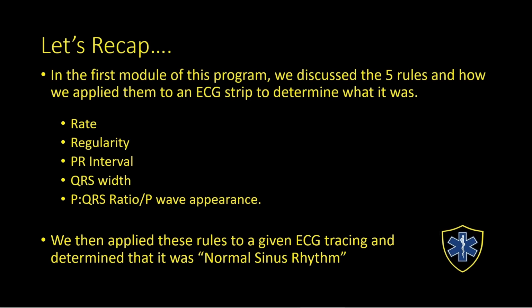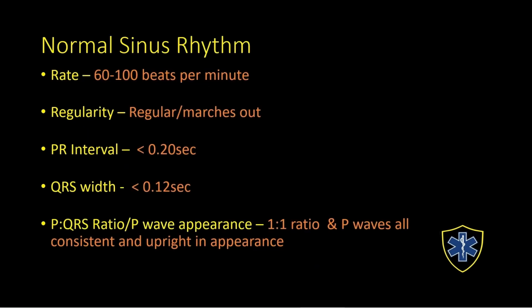Now, we applied these rules to a given ECG rhythm and determined based on the criteria that it was indeed a normal sinus rhythm. So now let's go back over what the normal criteria are for a normal rhythm. A normal sinus rhythm should have a rate between 60 and 100. It should be regular. It should march out. There's several ways we can go over that. Just seeing the distance between R to R intervals, seeing if there's a set number of beats throughout the whole rhythm. We should have a PR interval of less than 0.20 seconds. If you recall, that was 5 of the small 1 millimeter boxes.